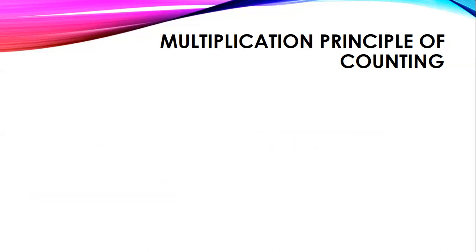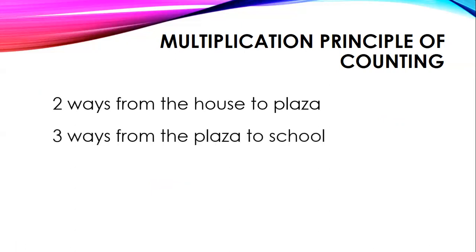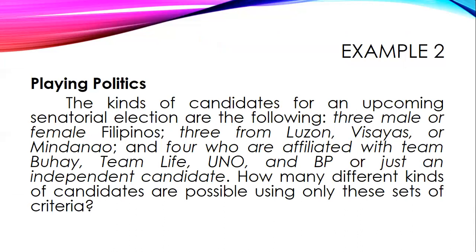Okay? Since we have two ways from the house to plaza and three ways from the plaza to school, our n sub 1 here is house to plaza, and n sub 2 is plaza to school. So we need to multiply 2 and 3 to get the answer. So we have 2 times 3 is equal to 6. So we have 6 ways from home to school. Okay? Let's have another example.